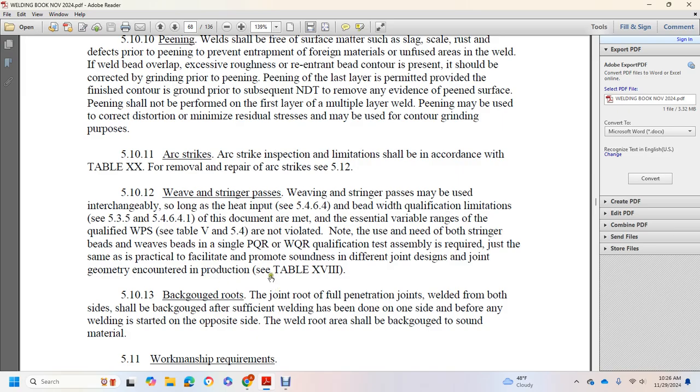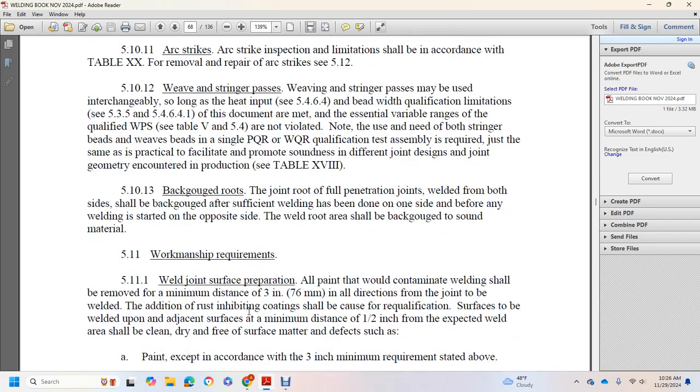See Table 18. Back gouging roots. The joint root of full penetration joints welded from both sides shall be back gouged. Sufficient welding should be done on one side before any of the welding is started on the opposite side. Weld the root area with the back gouge to sound material.